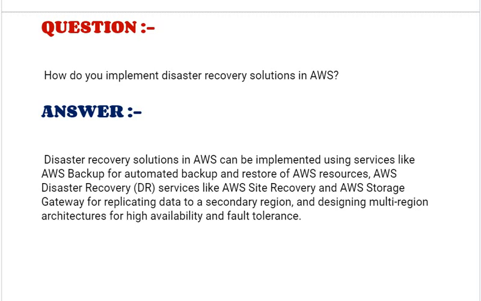Our next interview question is: how do you implement disaster recovery solutions in AWS? Your answer should be: disaster recovery solutions in AWS can be implemented using services like AWS Backup for automated backup and restore of AWS resources, AWS Disaster Recovery services like AWS Site Recovery, and AWS Storage Gateway for replicating data to a secondary region, and designing multi-region architectures for high availability and fault tolerance.